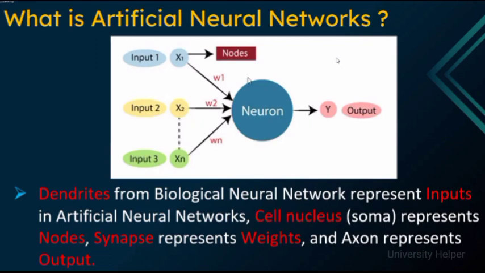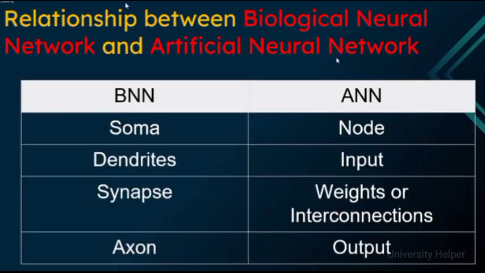Along with this, we have a concept called activation functions. We will discuss that later, what activation functions are available, the sigmoid and so on. So the relationship between the biological neural network and an artificial neural network looks like this. For the soma, we have the node. Considering the ANN, the dendrites can be considered as the input, the synapse as the weight or interconnection, meaning how much weight each and every attribute gets, and then the axon will be the output.